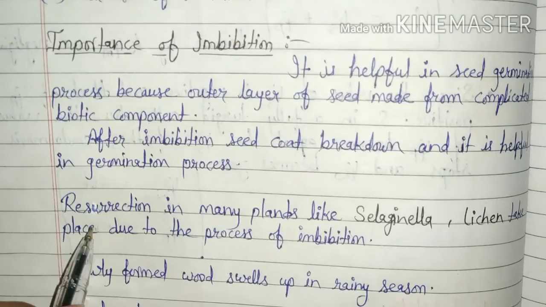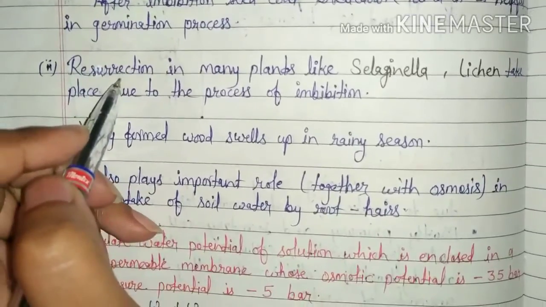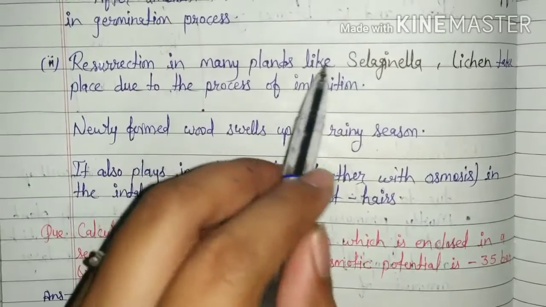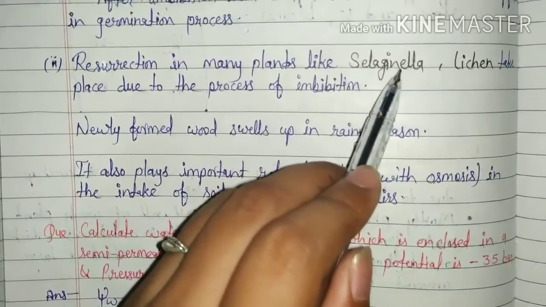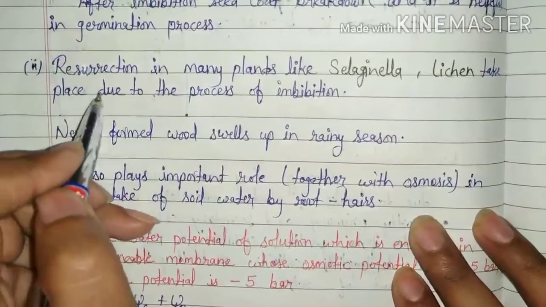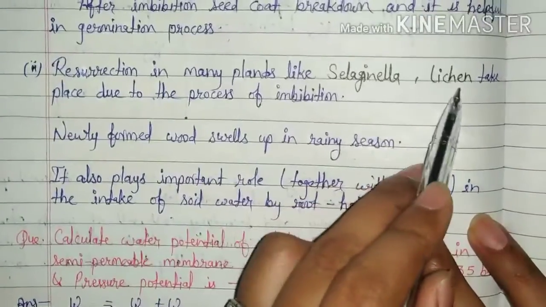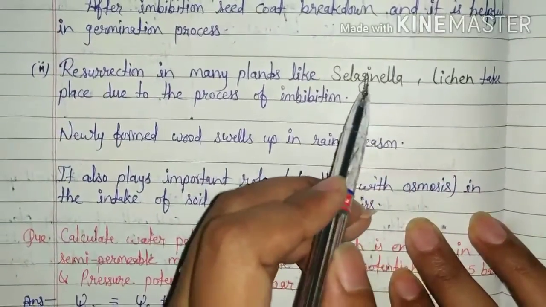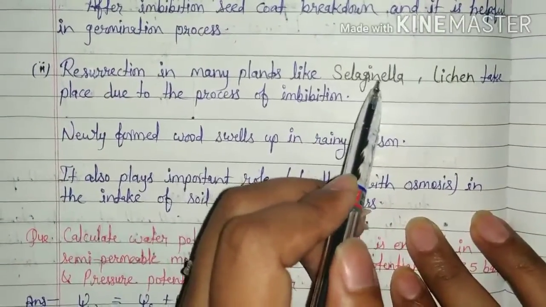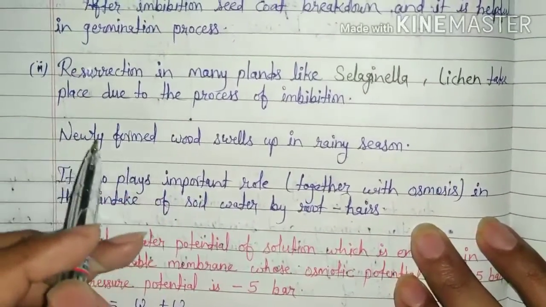Second, resurrection in many plants. Resurrection means पुनर्जीवन. In many plants like Selaginella, lichen, it takes place due to the process of imbibition. Selaginella and lichen plants एटमॉस्फेयर से वाटर एब्जॉर्ब करके वापस पुनर्जीवित हो सकते हैं.